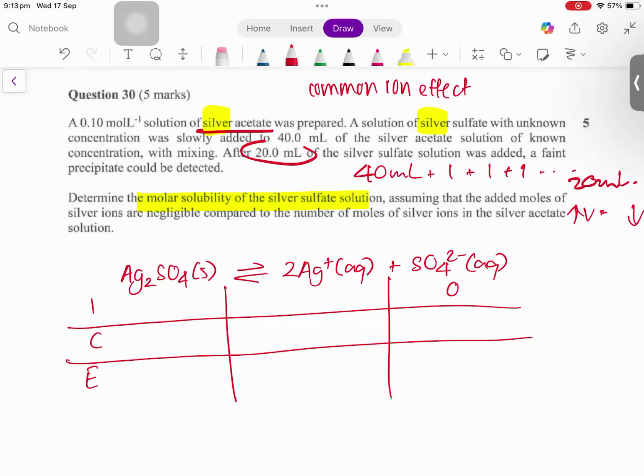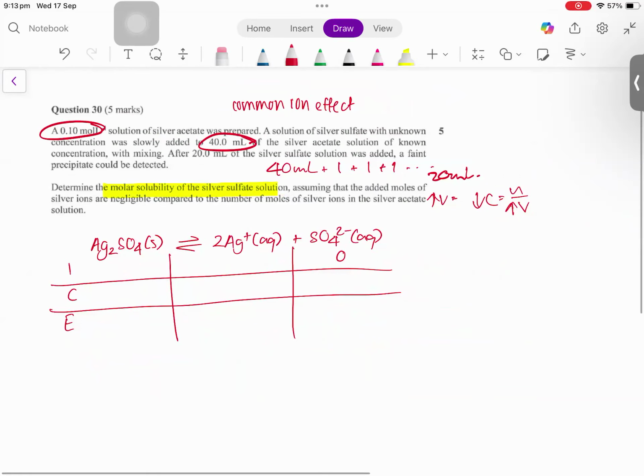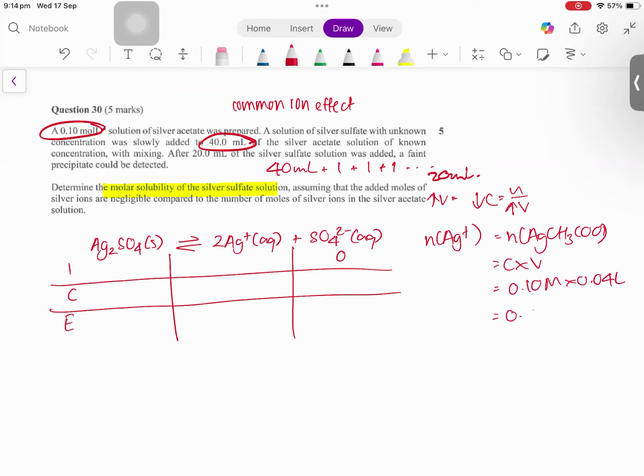So you start off with the amount of silver you have at the start. It's a 0.10 molar solution. You have 40 mils of it. So moles of Ag+ is the moles of silver acetate. It's a 1-to-1 ratio. How many moles did you have at the start? C times V. 0.10 molar times 0.04 liters. 40 mils is 0.04 liters, and that'll be 0.004 mole. So that's my initial moles of silver.